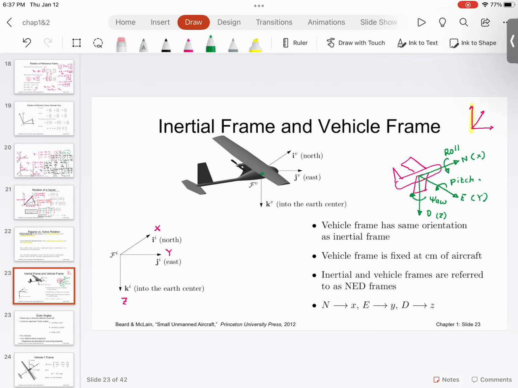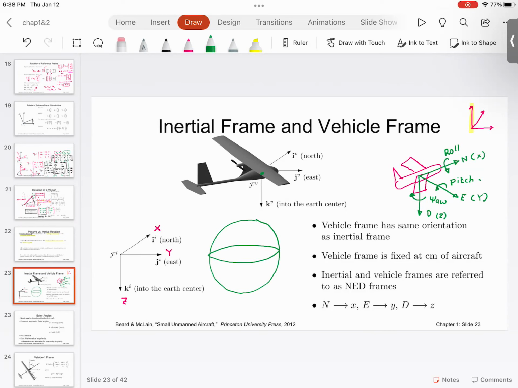Everyone understood? North, east, down is going to be the frame we are going to look at. Now let's start with the very first frame. The first frame is the inertial frame. What do we mean by inertial frame? Inertial frame, you can think about the zeroth frame in articulated robots. If your robot arm is fixed onto the surface, the zeroth frame is the fixed frame.